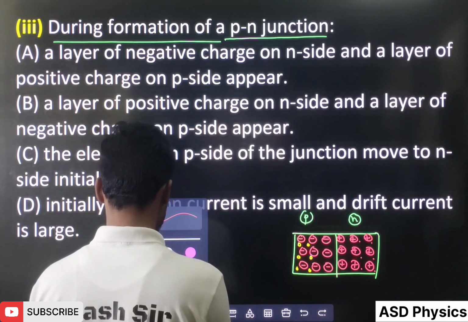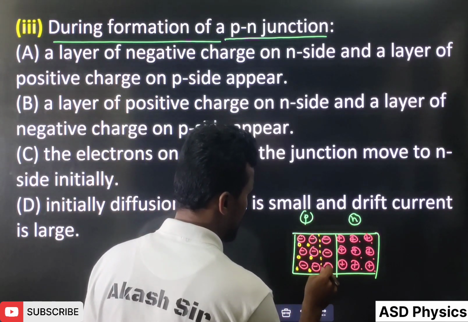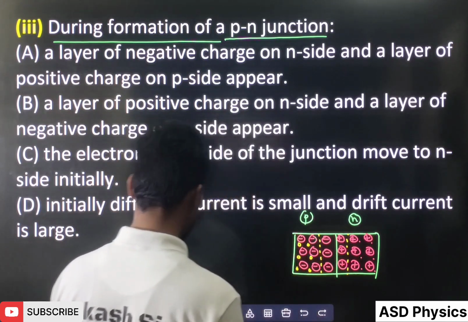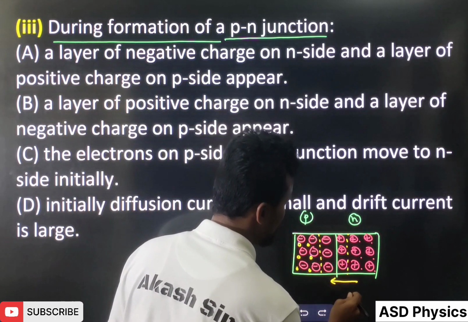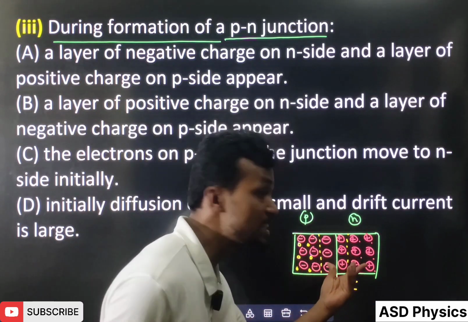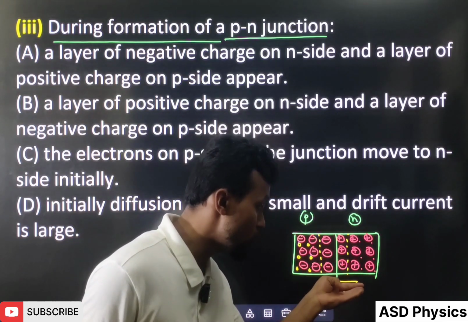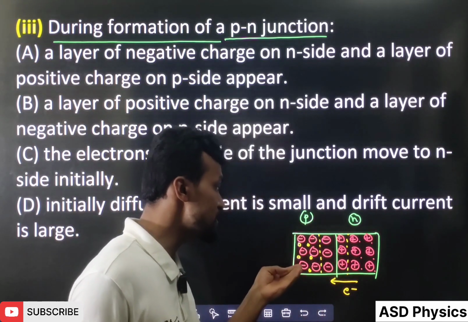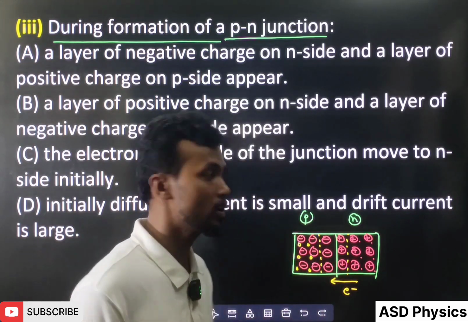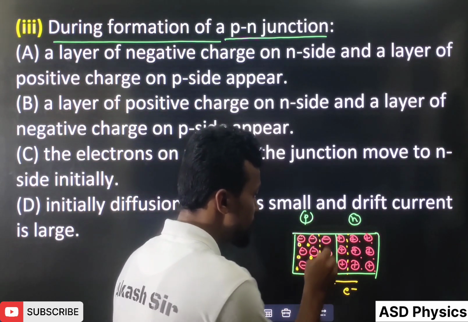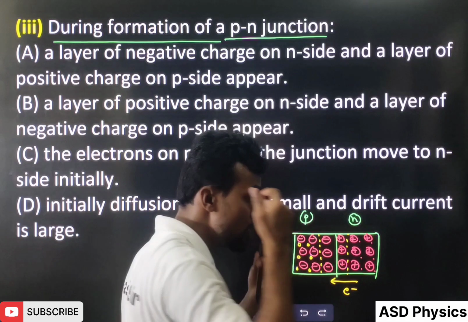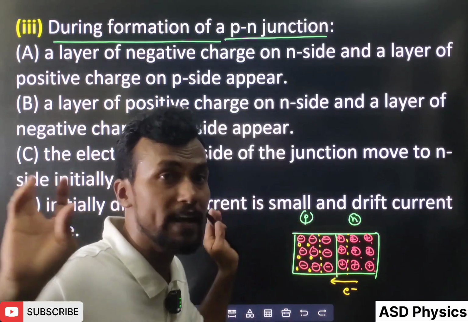Negative is there. Okay, and here let's take here, I will just make one layer like this. So what will happen here, again I am telling you students, from n side to p side, what will move? Electron will move, because majority carriers are electrons. Electrons will move from n side to p side and combine with the holes. When these electrons of n side combine with the holes, the hole and electron will combine and disappear.